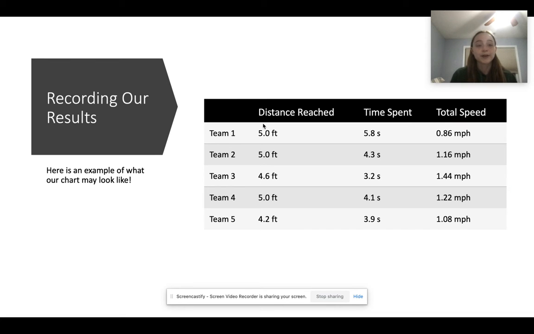So then for recording our results, this is an example of what our chart might look like. I have all 5 teams and the distances they reached. Notice how I put 2 teams that didn't reach 5 feet because, again, there's no penalization if you don't reach 5 feet. That's totally okay. And the time spent for each car getting to that distance. And then we calculated the total speed by doing distance divided by time.